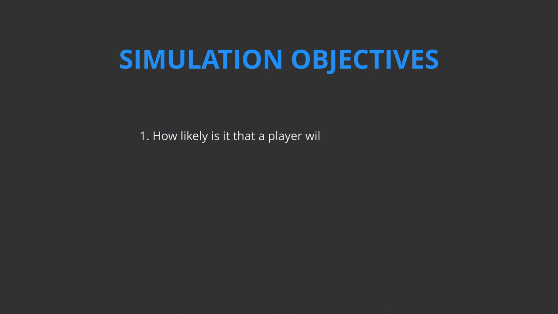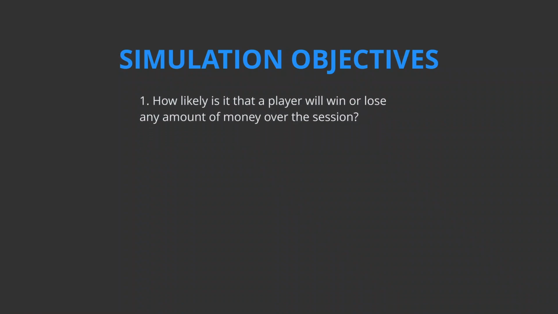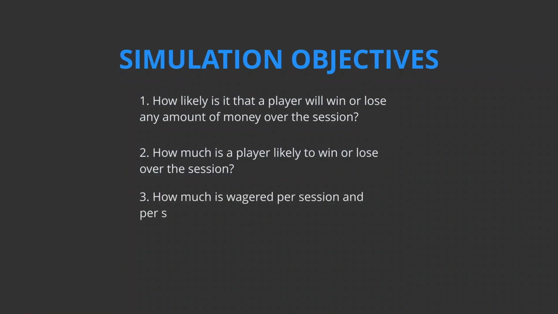Anytime you're doing a simulation, it's always good to talk about your objectives up front. And I really had three main objectives. The first one, I just want to know what are the chances that a session is going to win money or lose money. Now, the second one, which frankly starts to get a little more interesting, is how much is a player likely to win or lose over a session? And the third one is how much are we actually wagering using this strategy?